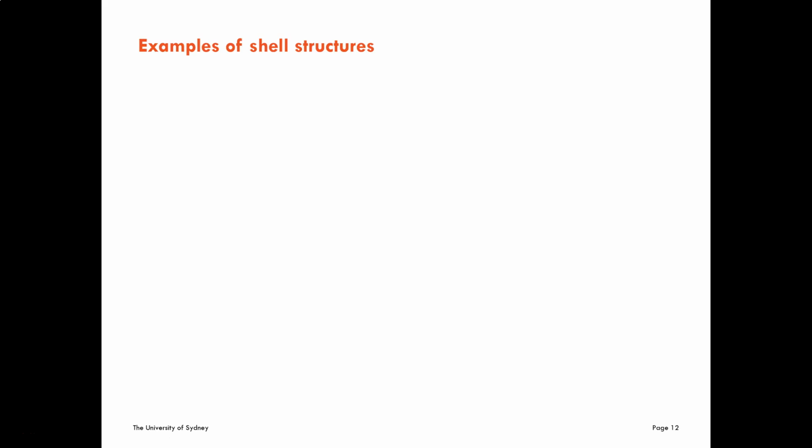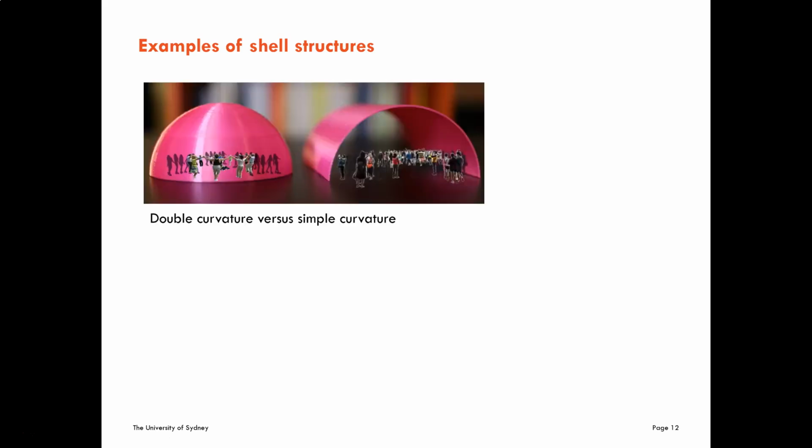Here I want to introduce some interesting examples of shell structures. So this is a shell with 1 curvature, and this one, with spherical sections, is a shell with 2 curvatures. And the 2 curvatures are the same, but it's curved in 2 different directions. This is curved only in 1 direction. So which one do you guess is stronger? The material is the same. Which is going to be stronger? I guess this one is going to be much stronger. This is a strength that doesn't come from the material itself. It comes from the geometry, from the curvature.